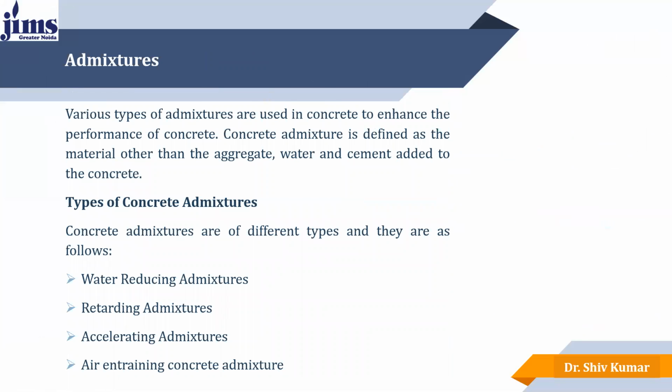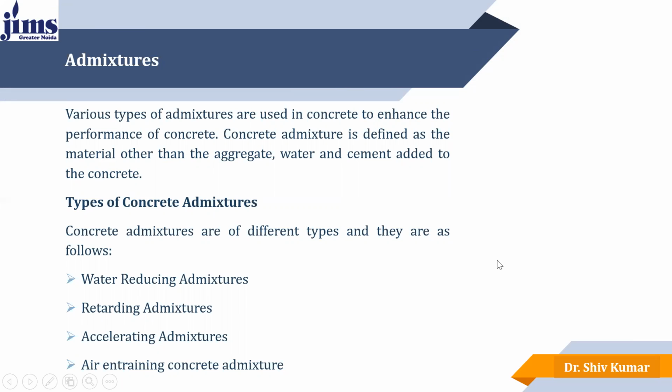Now come to the other part, which is known as the admixtures. There are so many types of admixtures available in the market, but they can be used as per the requirement of the site and types of construction. So admixtures may change the property of the concrete. It may accelerate the setting time. It may delay the setting time. So based on the requirement, we use different kinds of admixtures. Concrete admixtures are of different types, and they are as follows.